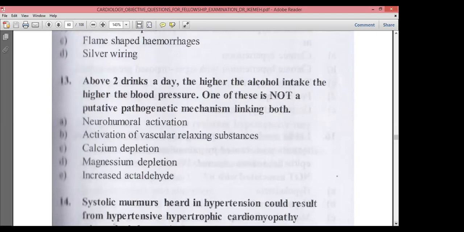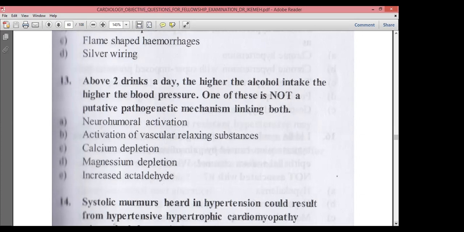Okay, so A is neurohormonal activation, of course. High alcohol causes sympathetic activation. B, activation of vascular relaxing substance. That will be false. I mean, vascular relaxing substance will cause vasodilatation and reduce your blood pressure. So that cannot be a mechanism of alcohol.